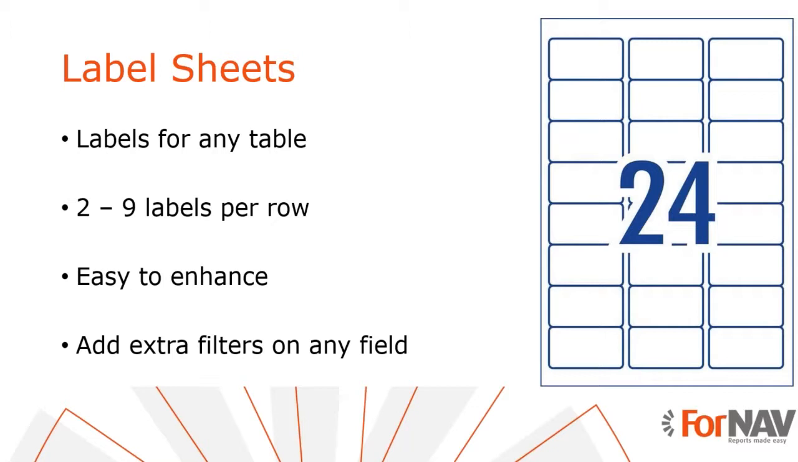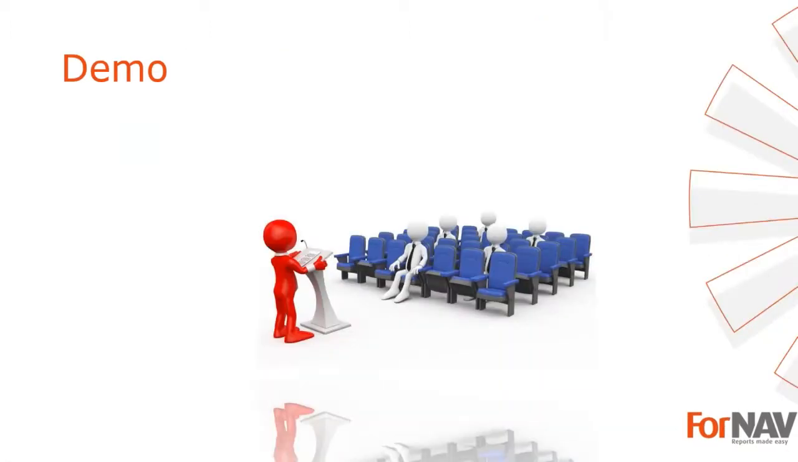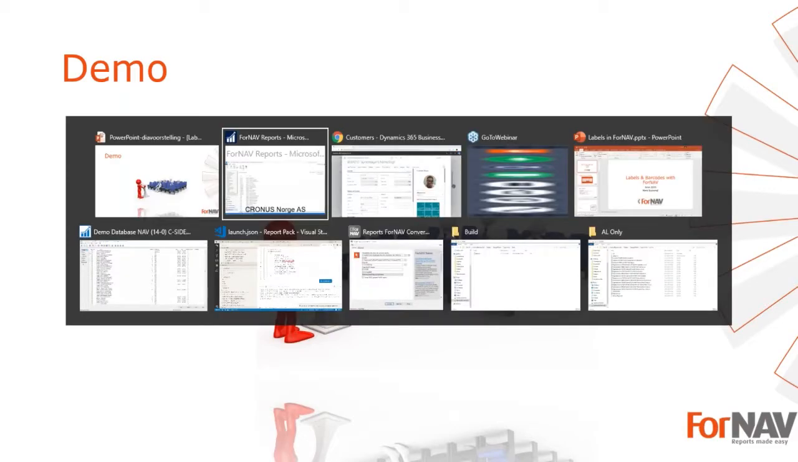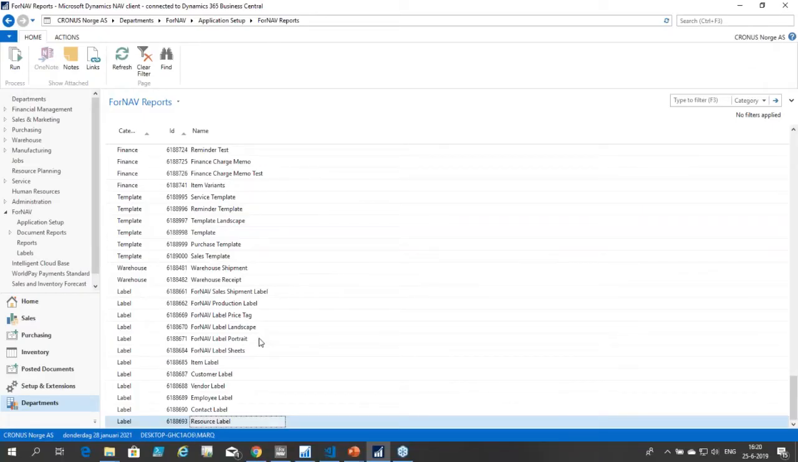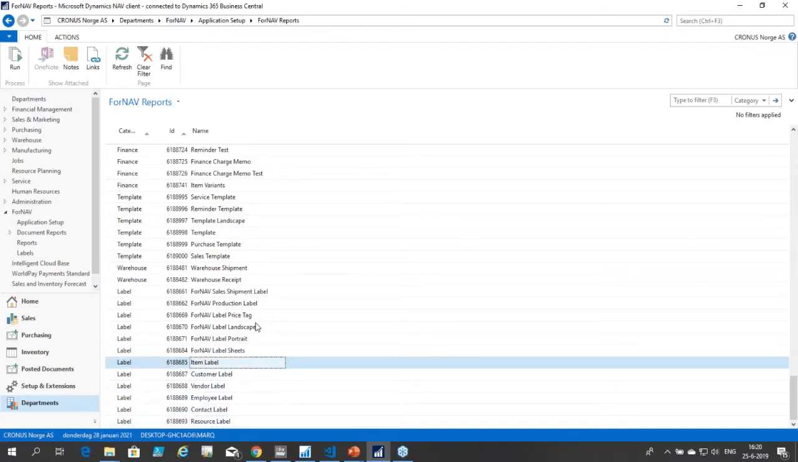But because we use a temporary table behind the scenes, you are limited to row size, especially if you use older versions of NAV and if you don't use Business Central. They're easy to enhance using JavaScript, and you can add extra filters to any fields. So it's a bit boring to talk about, so let's go into demo mode again, and I'm just going to demo this directly on the Windows client.